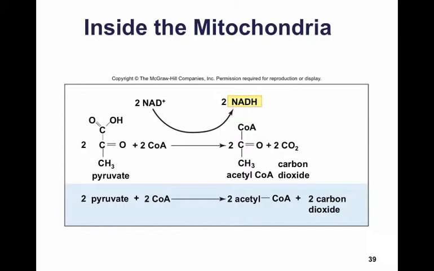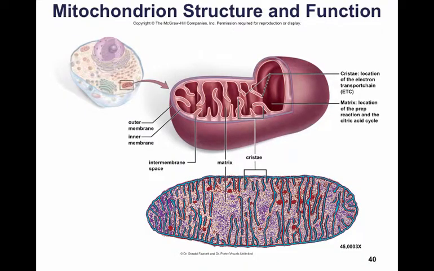If you remember, carbon dioxide is a small nonpolar molecule, and it easily diffuses out of the mitochondrial membrane and out of the cell, and eventually is exhaled. And so we have these 2 acetyl-CoA, and they are going to go inside the mitochondrion. So let's look at the mitochondria. The anatomy of this is important.